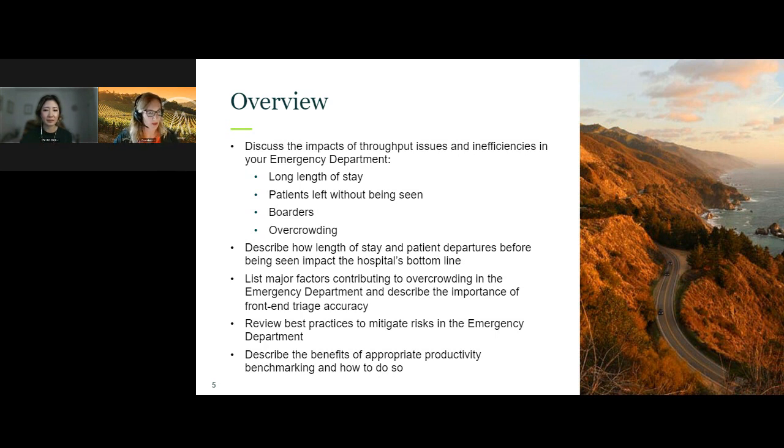We're going to talk about some of those. And then we're going to talk about appropriate productivity benchmarking. That's a lot of the work that we do as well. And borders can really cause some issues when it comes to that. So we want to talk to you a little bit about how you can do that appropriately to make sure that you're benchmarked with other hospitals similarly.